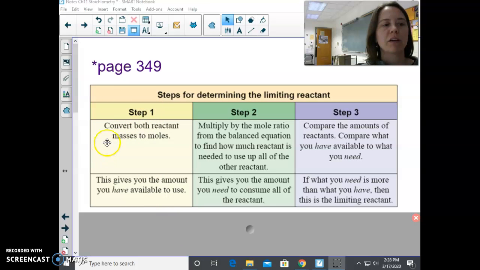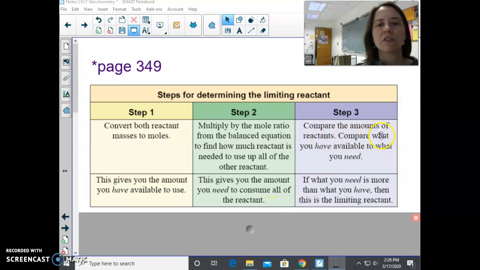In your book is a great visual for limiting reactant problems. The first step is to convert both reactant masses into moles, and this gives you the amount you have available to use, and that's your have. The next step, you multiply the number of moles of each reactant by your mole ratio from the balanced chemical equation to find out how much reactant is needed. If the first reactant was all used up, how much of the second reactant you would need. So this gives you the amount you need to consume all of the reactant.